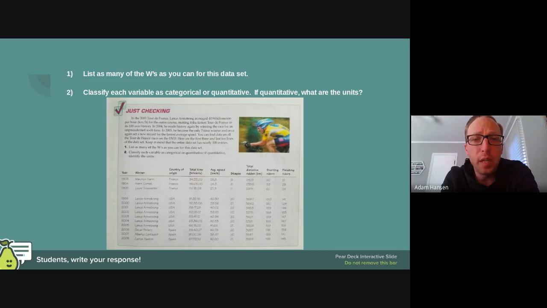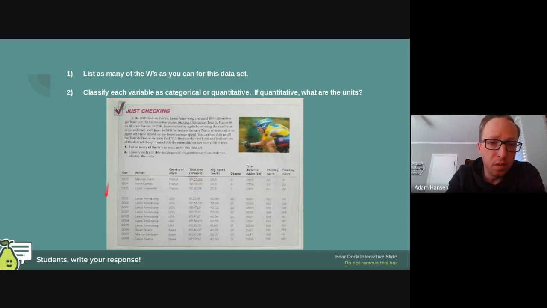In 2004, he made history again by winning the race for an unprecedented 6th time. In 2005, he became the only 7-time winner and once again set a new record for the fastest average speed. You can find data on all the Tour de France runners below. Here are the first 3 and last 10 lines of the data set. Keep in mind the entire data set has nearly 100 entries.